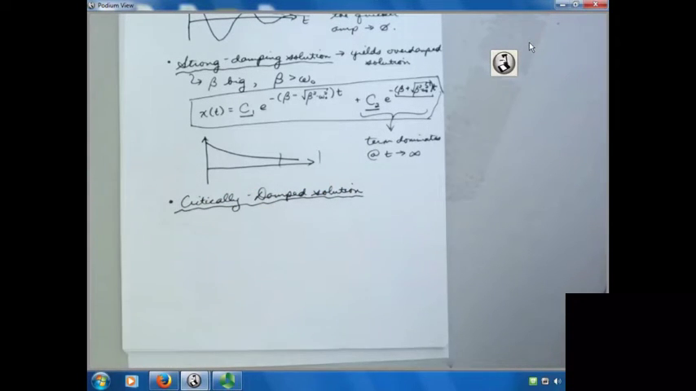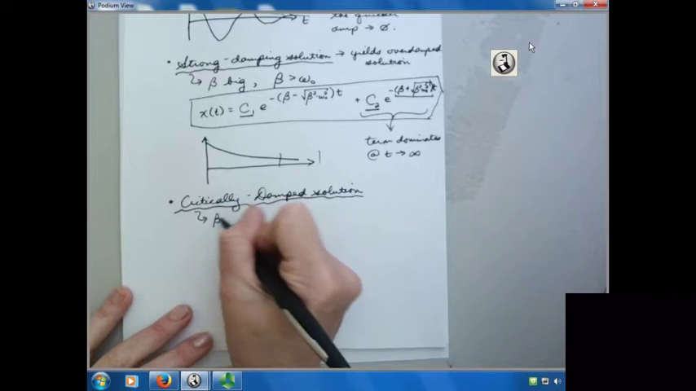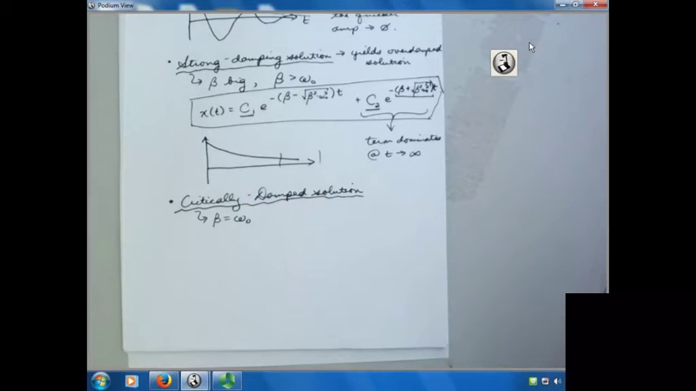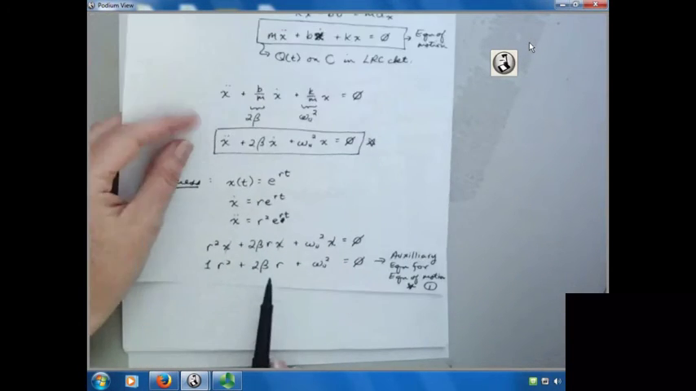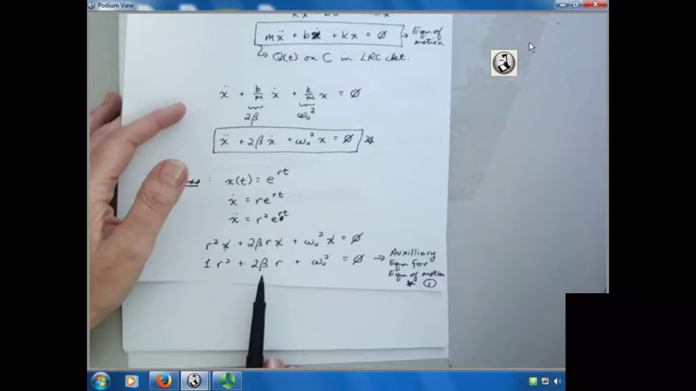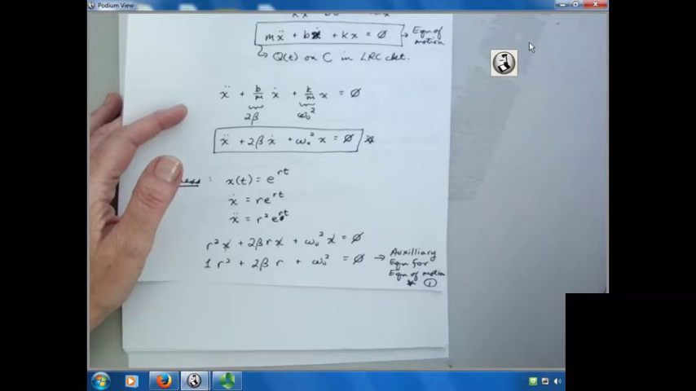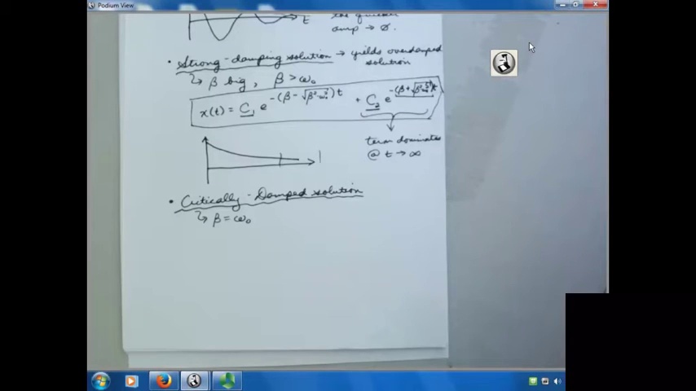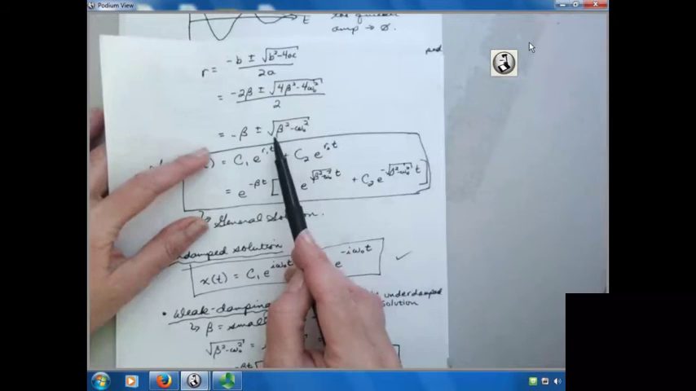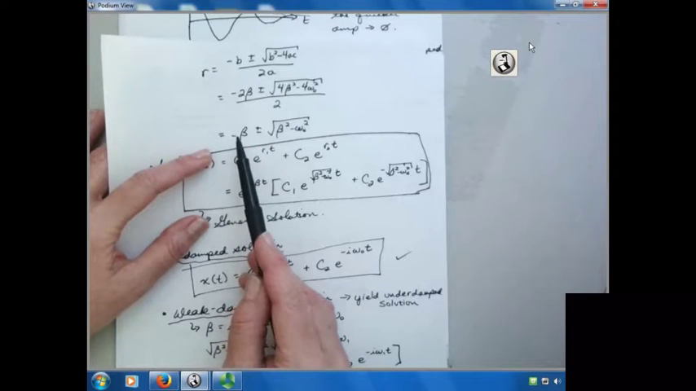Okay. So in this case, I've got beta equaling omega naught. And if I come back to my auxiliary equation, I wind up with one equation for R. And the thing about it, let me go ahead and point out, I got beta equals omega naught, so I just get one value of R here.